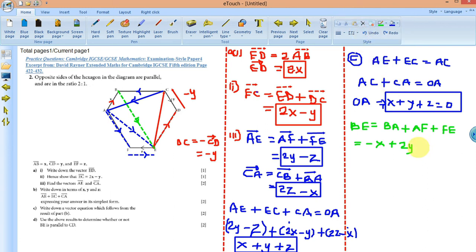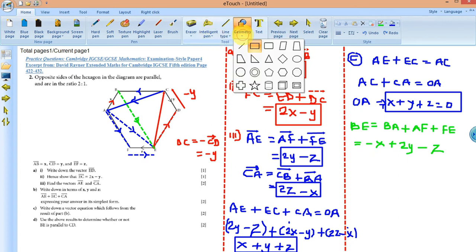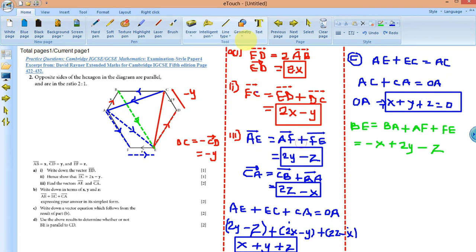Now, I want to express BE in terms of y, because BE is parallel to CD, and CD is y. So I should express BE as a scalar product of CD, like a rational number times y. So let's just keep this solution first, but that's not enough, because I want to express it in terms of y. So let's go back to question C and substitute for y.